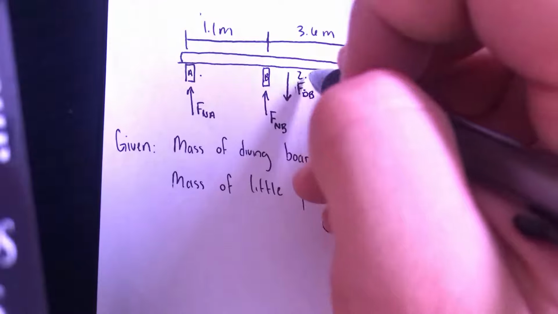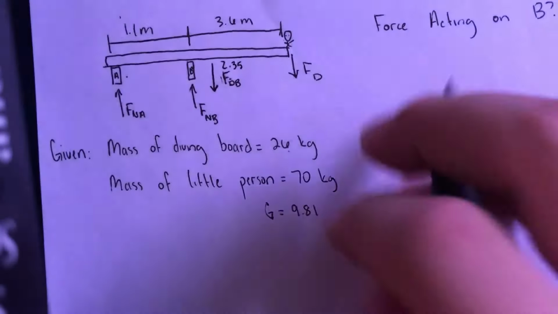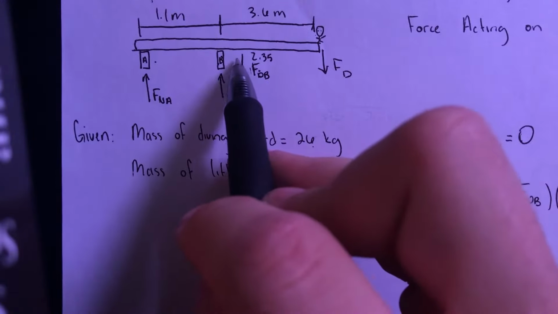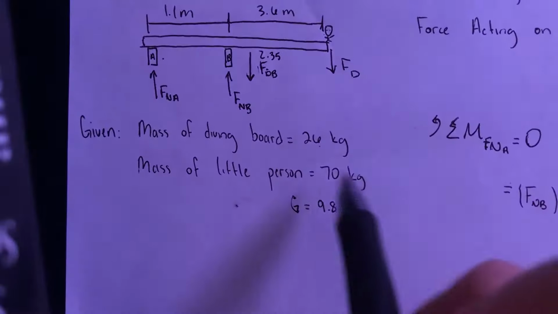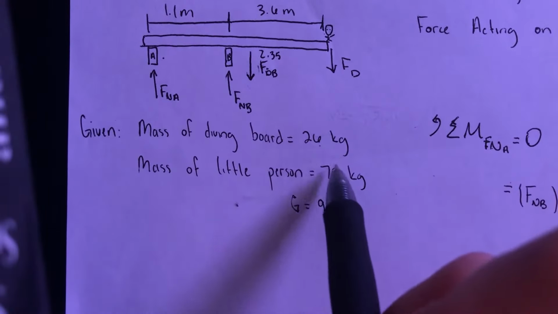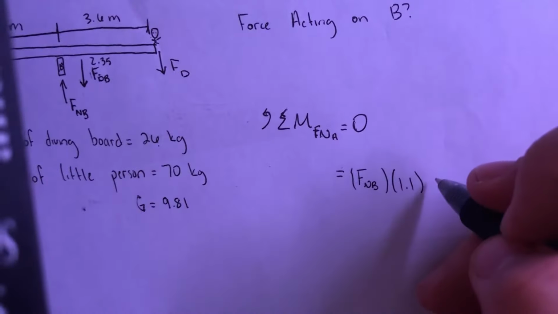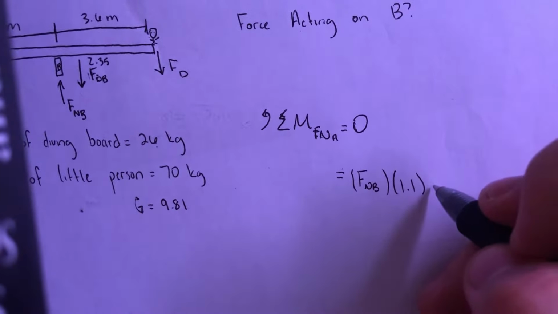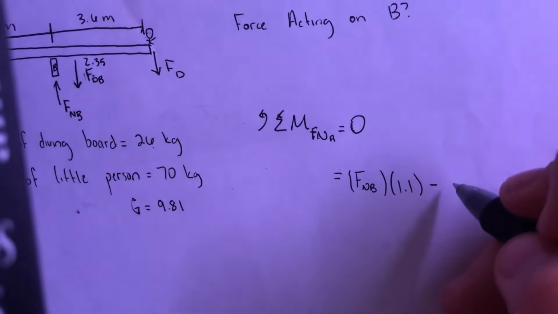So we write 2.35. Knowing that the distance from here to A is 2.35, we multiply the distance times the force acting on it. And that will be negative because it's working in the clockwise direction.